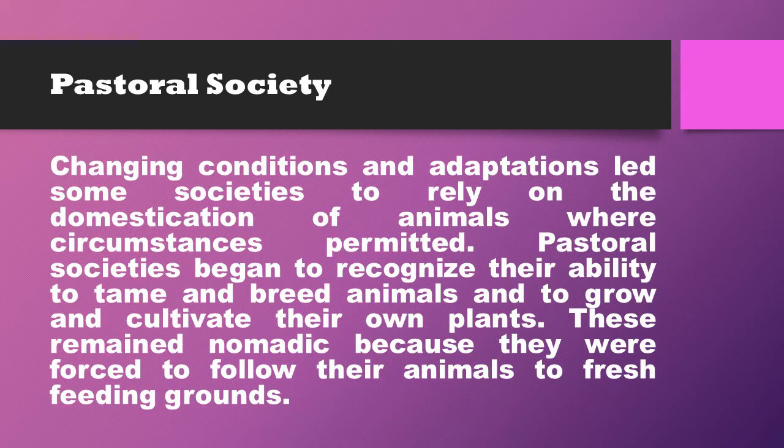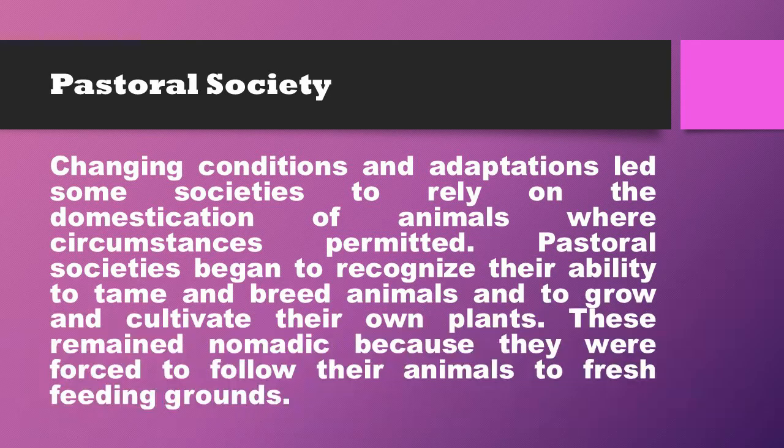Changing conditions and adaptations led some societies to rely on the domestication of animals where circumstances permitted. Roughly around 7,500 years ago, human societies began to recognize their ability to tame and breed animals and to grow and cultivate their own plants. So people realized that they can breed animals and that this can be their source of different basic needs such as food, clothing, or even transportation.